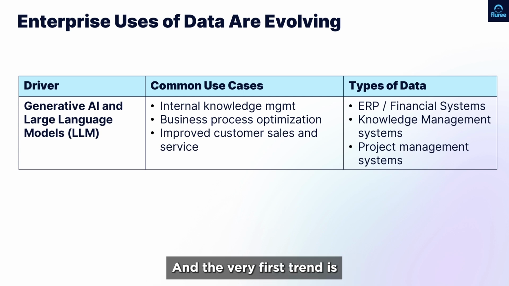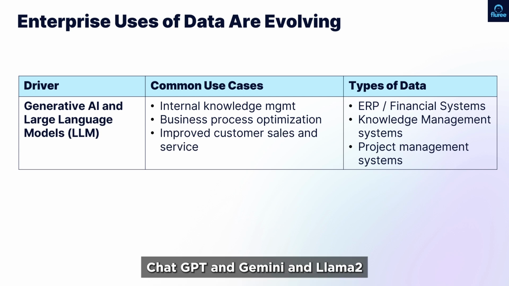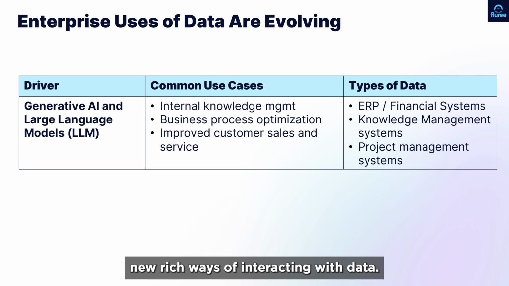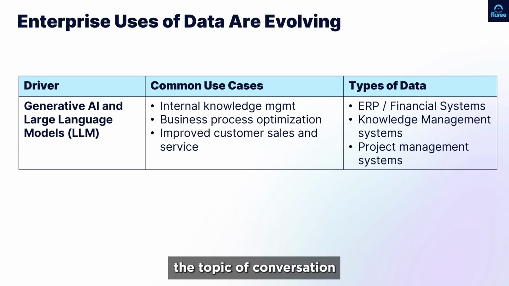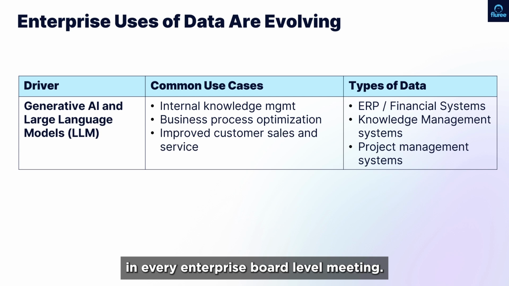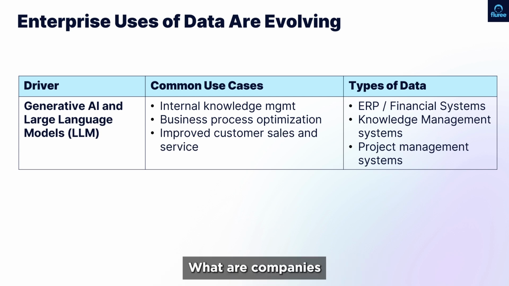The very first trend is, I'm pretty sure that like many organizations, we've all been interested in the topic of generative AI and large language models, and looking at how things like ChatGPT and Gemini and Llama 2 are creating new, rich ways of interacting with data. And right now, I'm sure it's the topic of conversation in every enterprise board level meeting. What are companies doing with generative AI?